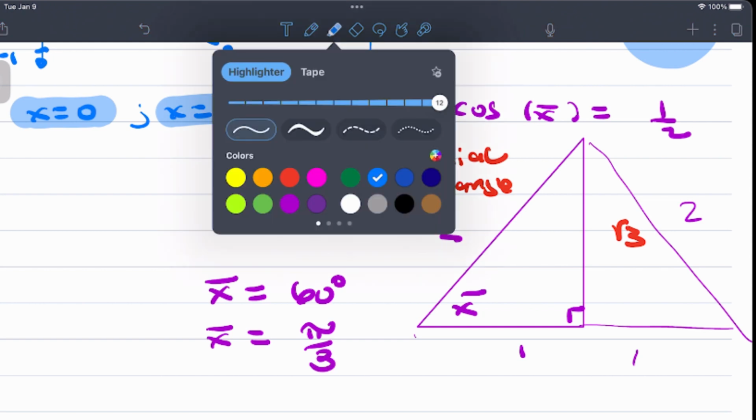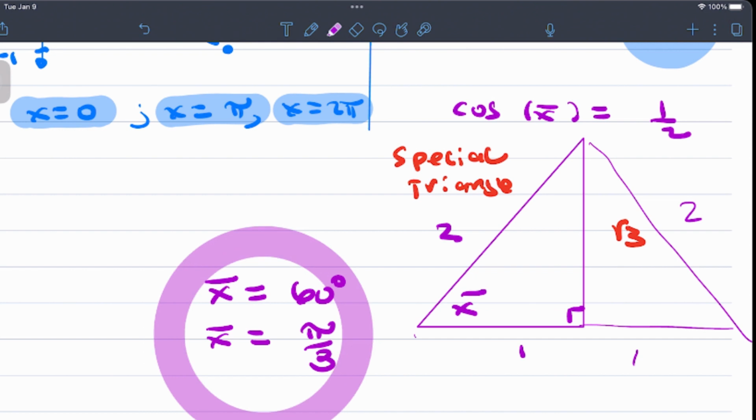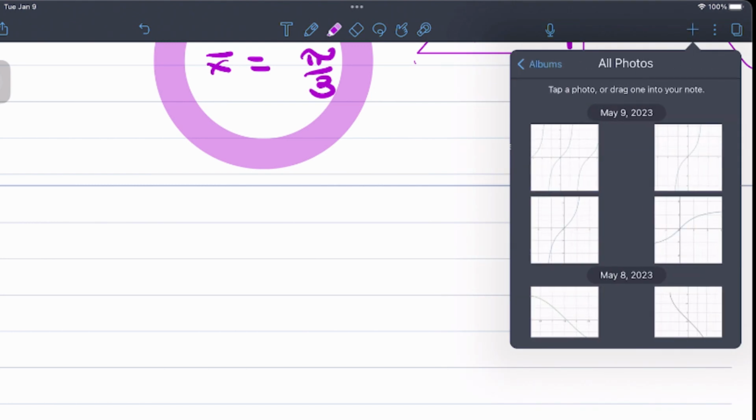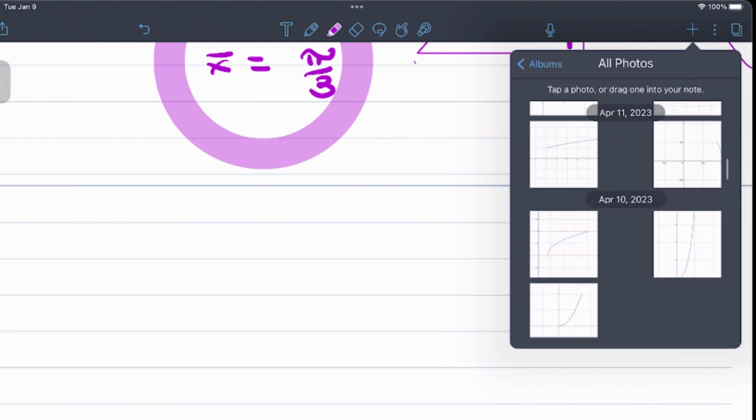Okay, double check. Am I right with that? What do you guys think? Is that okay? Isn't that the 30, 60, 90 special triangle? Double check because I'm not awake. Okay, now we bring in our what? All students take calculus. Is that right?